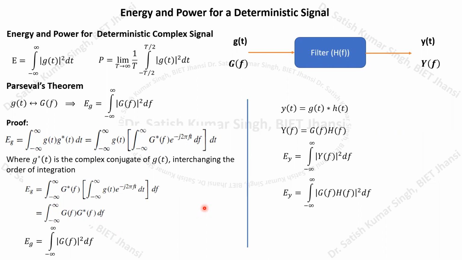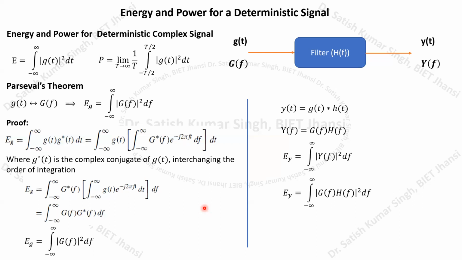So normally when we discuss noise calculation or signal to noise ratio calculation in communication systems, we normally talk about the energy spectral density function and power spectral density function. These two terms we normally come across, so we have to understand what the energy spectral density function and power spectral density function are.